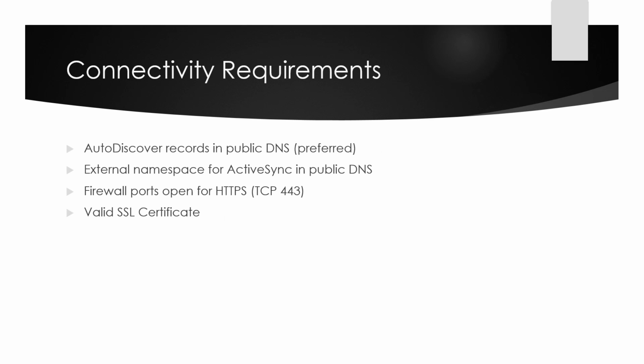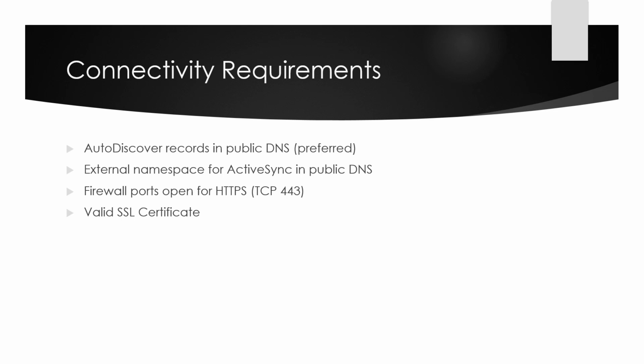Now, in order for Exchange ActiveSync to work, there are some connectivity requirements. Autodiscover plays a part in mobile device setup. So when a person is first setting up their mobile device to connect to your Exchange server, Autodiscover is how the device discovers the correct ActiveSync namespace, or the client access namespace, and it does that based on the email address that the user enters into their mobile device. Now, if that Autodiscover record cannot be found in public DNS, or it's not working for some other reason, of course the user can still manually configure things like the server name, username, password, and so on.